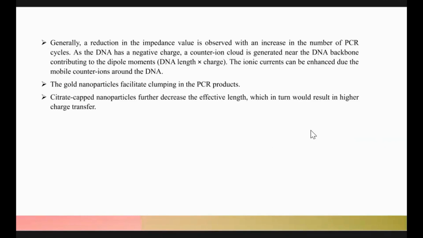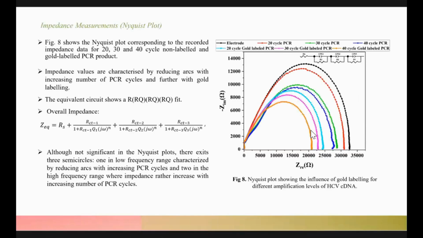With an increasing number of charge carriers, there are increasing numbers of ion clouds and dipole moments present in the solution. This leads to more and more flow of charge with increasing number of charged particles in the solution, and it reduces the impedance value. So this is a Nyquist plot. You can more easily visualize what's happening. There are reducing numbers of arcs, the lowest being the orange arc at the bottom. It stands for the 40 cycle gold-labeled PCR. So it's very easy to visualize how the impedance is reducing with the increasing number of particles in the solution.